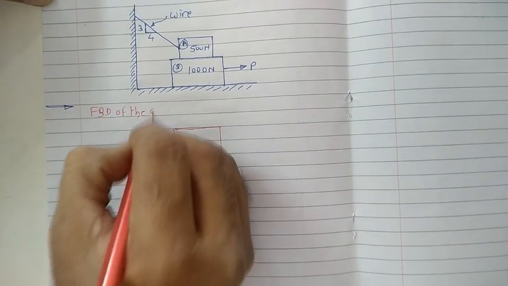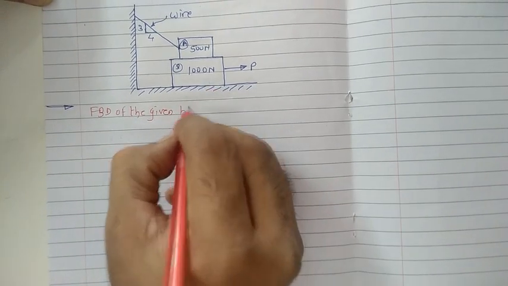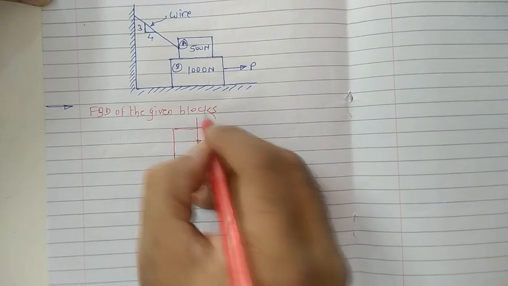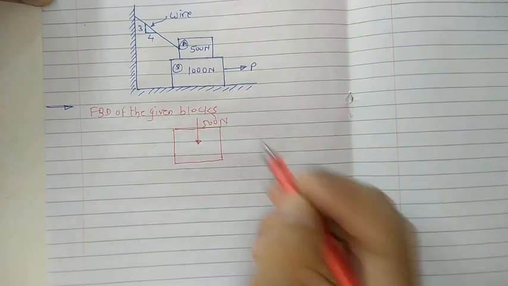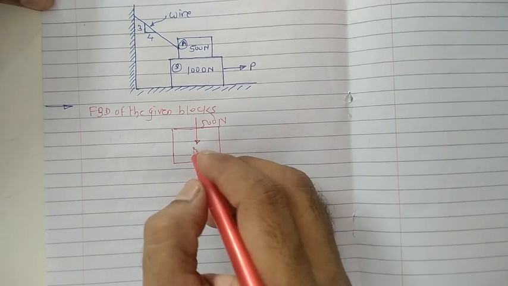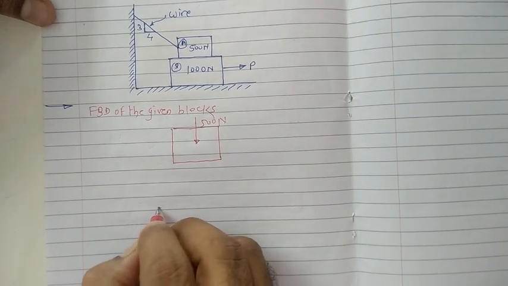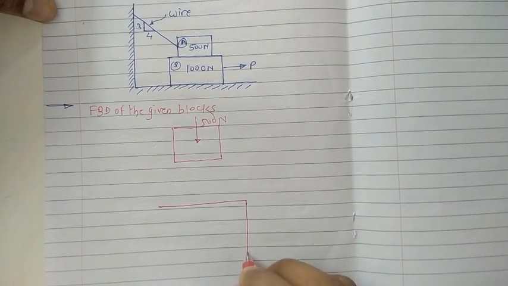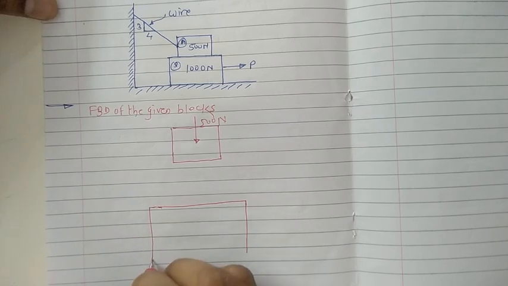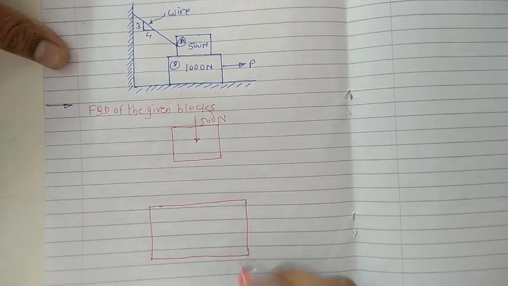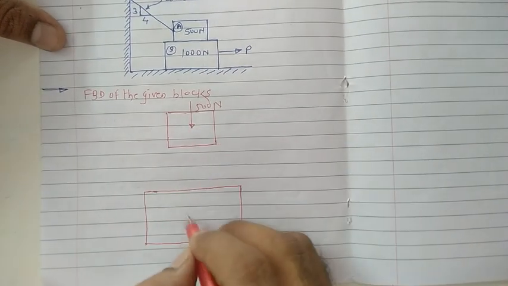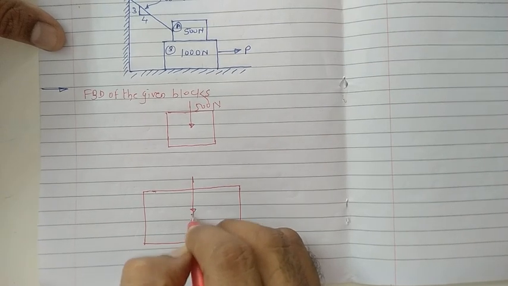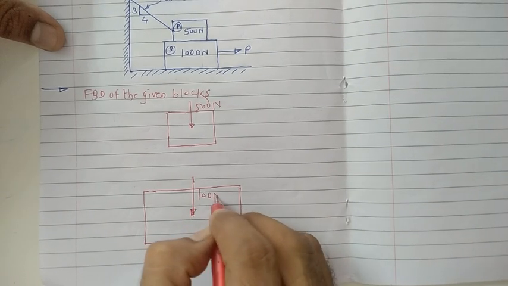of the given blocks. For that, the weight of this block acts in the downward direction, whose magnitude with us is 500 Newton. Another block is here. Simultaneously you have to draw the diagram for both the blocks so that we can come to know where the motion of the bottom block is and how the frictional force comes into the picture. Now the weight of this block also acts in the downward direction with a magnitude of 1000 Newton.